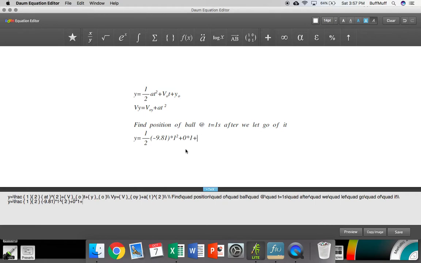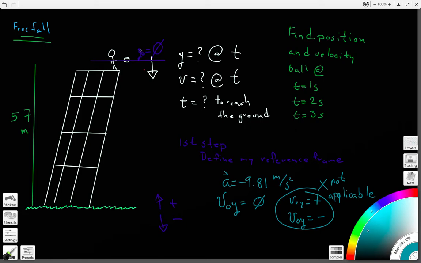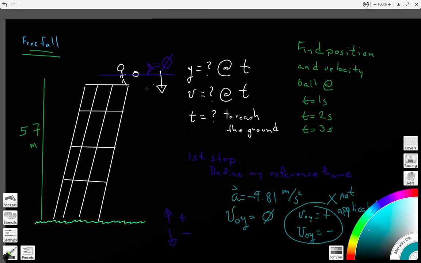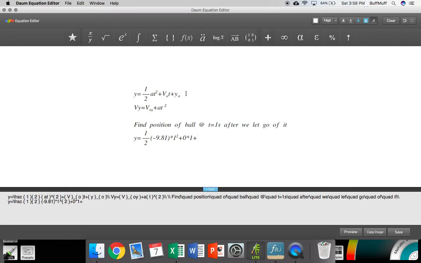So let's look at the initial position right here before we continue. Look, the initial position is at y0 equals 0. Why? Because I am stating that this is my reference plane. This is my reference frame. From here, I will be measuring positions. So even though I am 57 meters above ground, I don't care about that. I'm just saying that at this level, this is my y0. This is my reference right here. Therefore, my initial position is also 0.